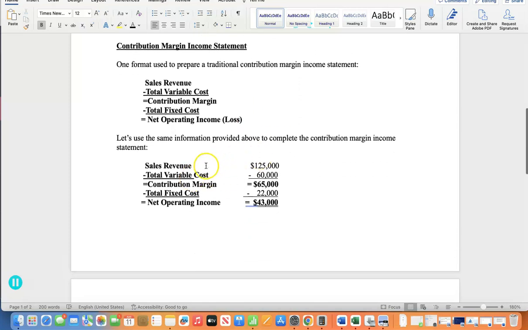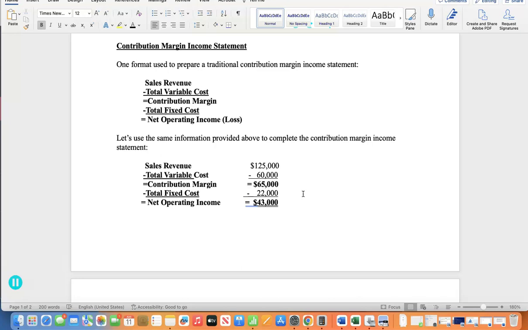Now we'll just plug the numbers into the formula and do the math here. Sales revenue of $125,000 minus the total variable cost of $60,000 gives us the contribution margin of $65,000. From there, we will subtract our total fixed cost of $22,000, and that leaves Tobias Company with net operating income for the month of August of $43,000.